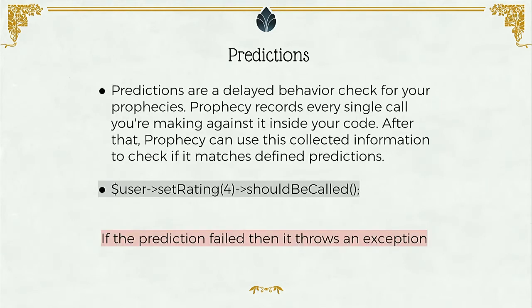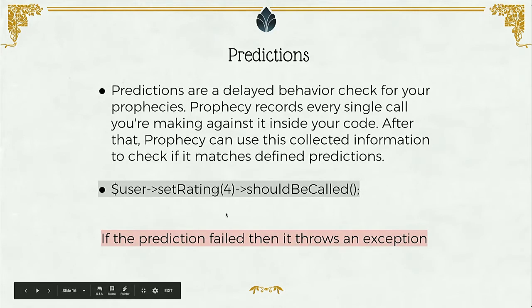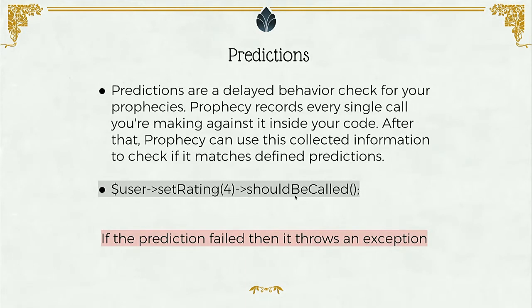So this is called predictions. You say the settings are 4, then it should be called. This is what is called predictions in Prophecy. I'm talking about all the Prophecy terms, what the things are, how we're doing it. So this means in this set ratings, you'll get an argument called 4, then only it should be called.